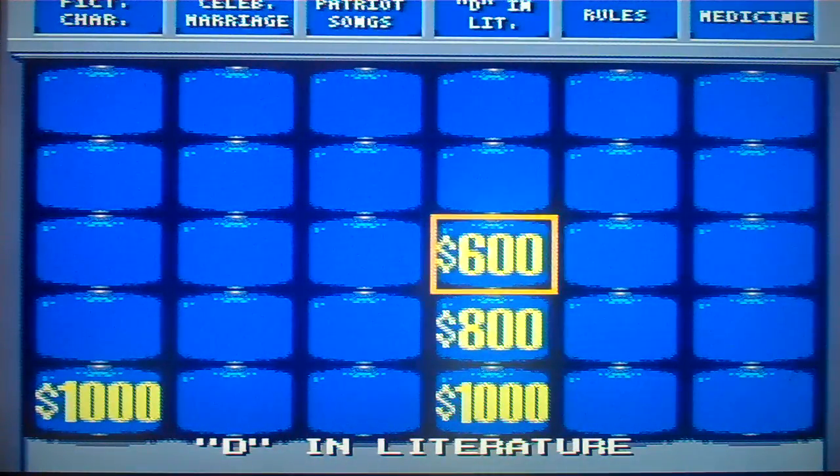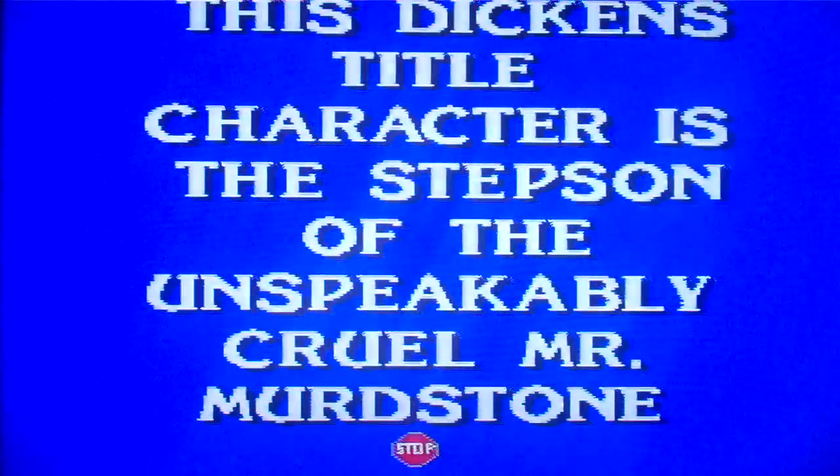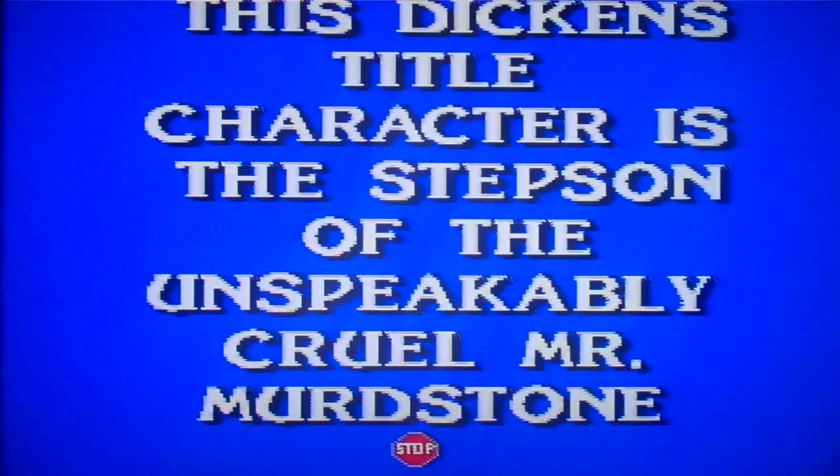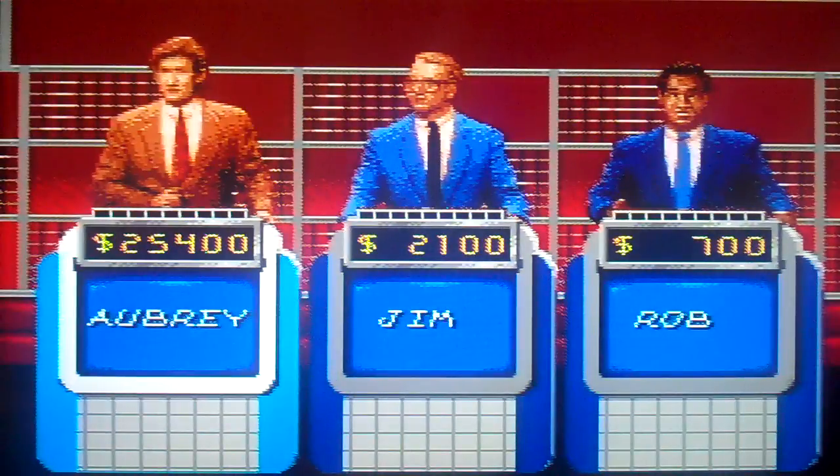Dean Literature for 600. The answer is: This Dickens title character is the stepson of the unspeakably cruel Mr. Murdstone. Who is David Copperfield?